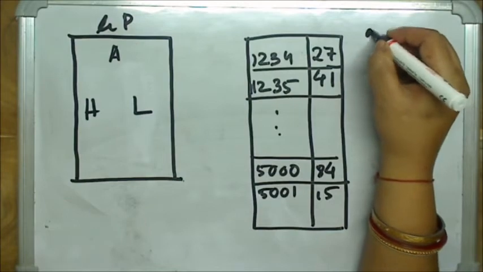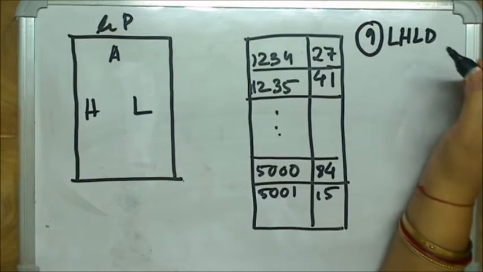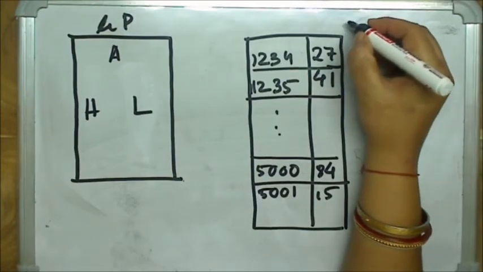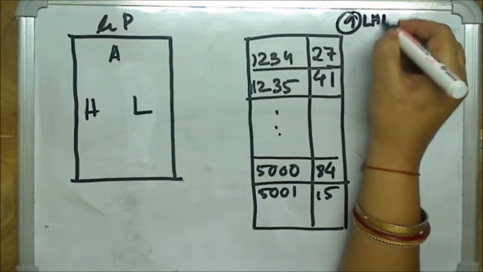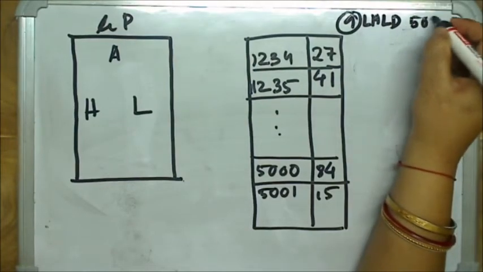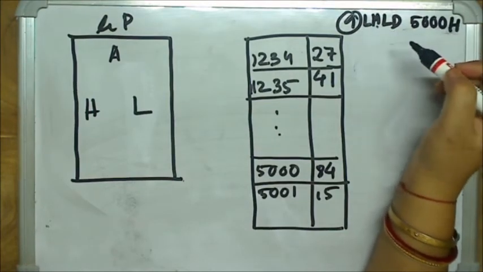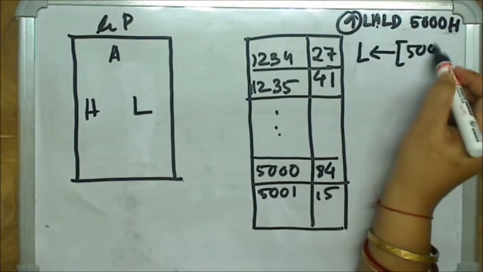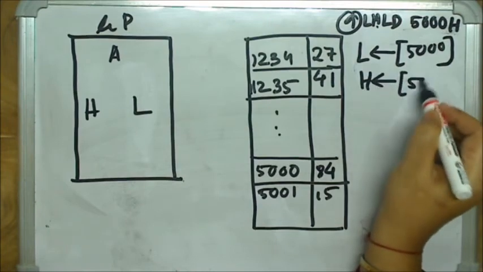Our next instruction is LHLD 5000H. Now, what does this instruction mean?